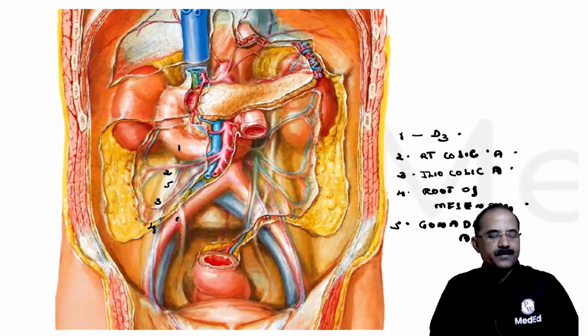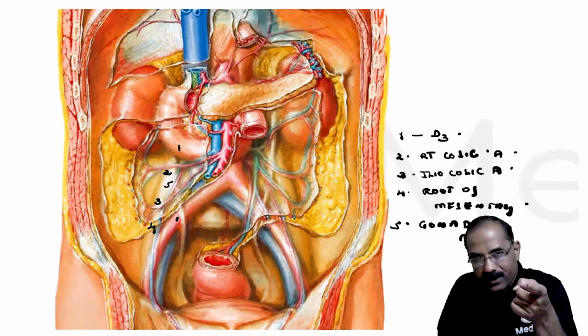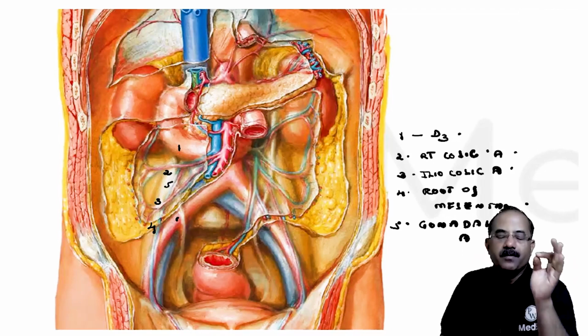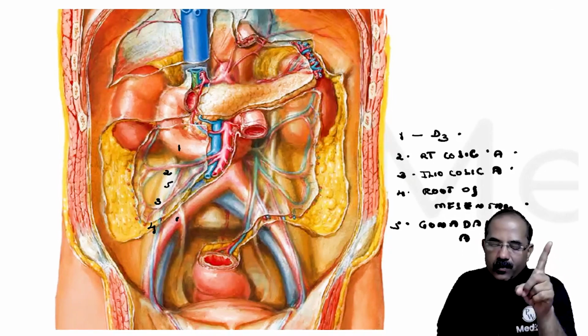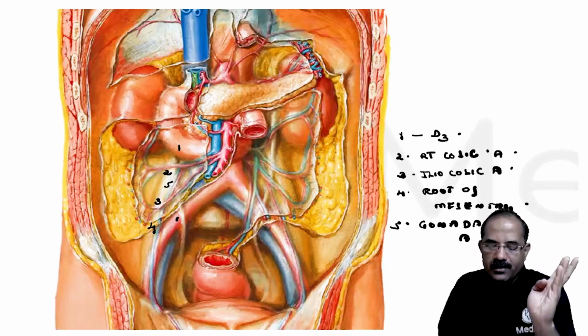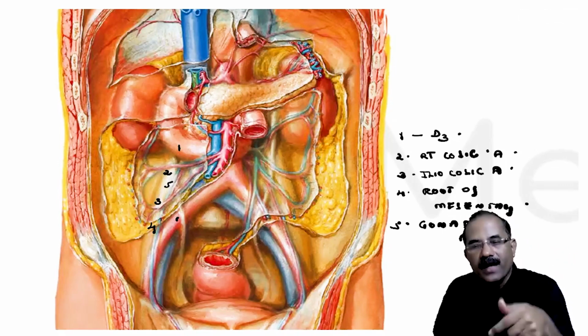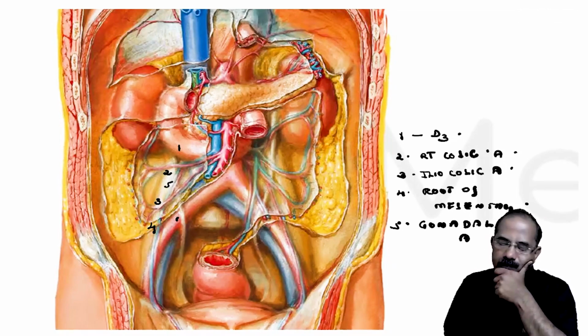Perfect. The structures crossing the right ureter, the anterior relations. This is very important, it is always asked in the MCQs. Remember this. Number 1 is the third part of duodenum. Number 2 is the right colic vessels. Number 3 is the ileocolic vessels. Number 4 is the root of mesentery. And number 5 are the gonadal vessels. Perfect.